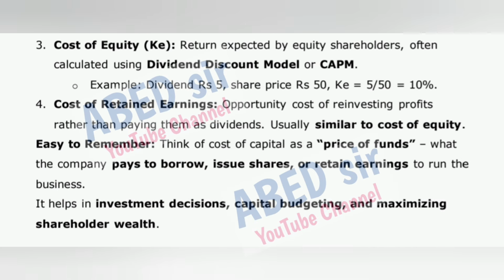3. Cost of equity, Ke, return expected by equity shareholders, often calculated using the dividend discount model or CAPM. Example, dividend 5 rupees, share price 50 rupees, Ke is equal to 5 by 50 equal to 10%. 4. Cost of retained earnings, the opportunity cost of reinvesting profits rather than paying them as dividends. Usually similar to cost of equity.